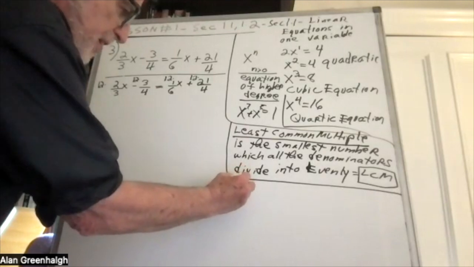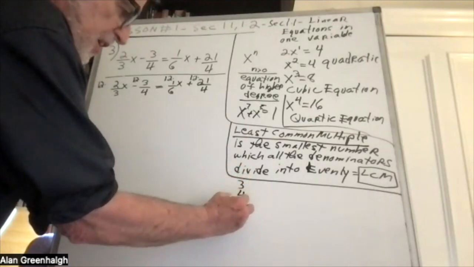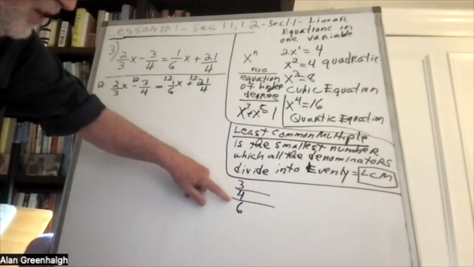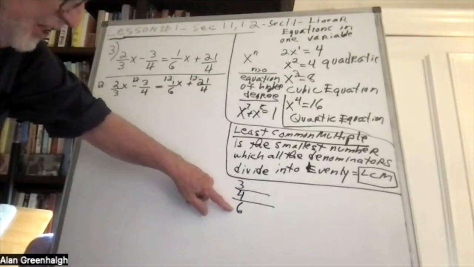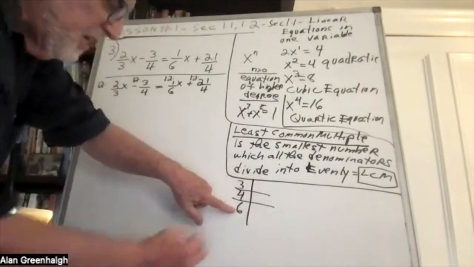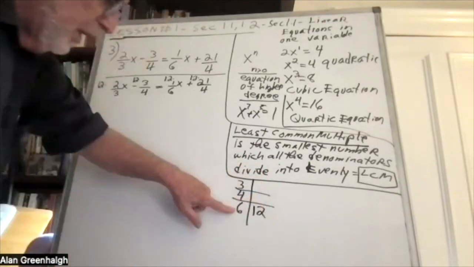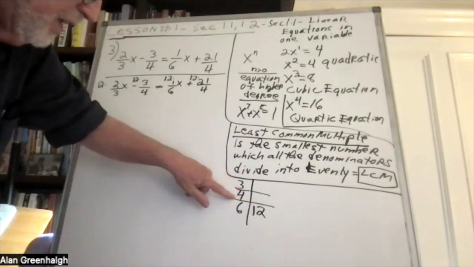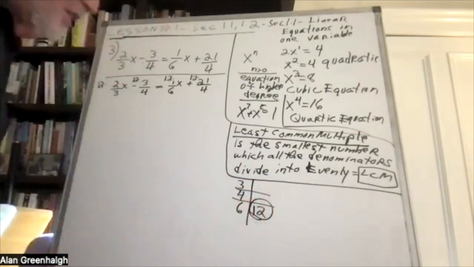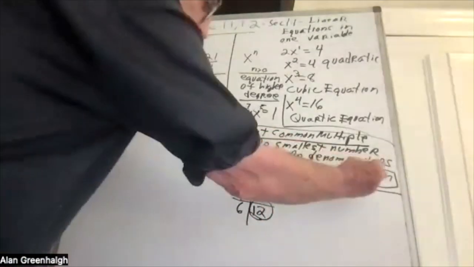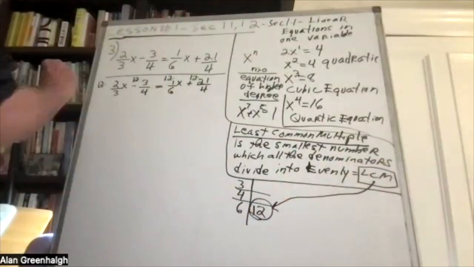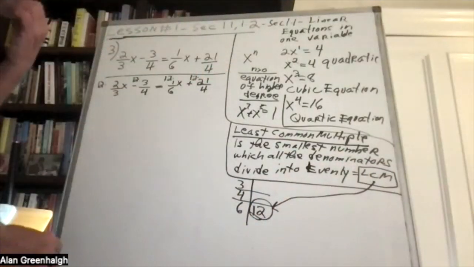I took the 3, the 4, and the 6 and said, does 3 go into 6? Yes. 6 goes into 6, but 4 doesn't go into 6. Therefore, we take the 6 and we double it. And we say, does 3 go into 12? Does 4 go into 12? And does 6 go into 12? The answer is yes. So the least common multiple for this problem will be 12. So that's why I'm multiplying everything by 12.